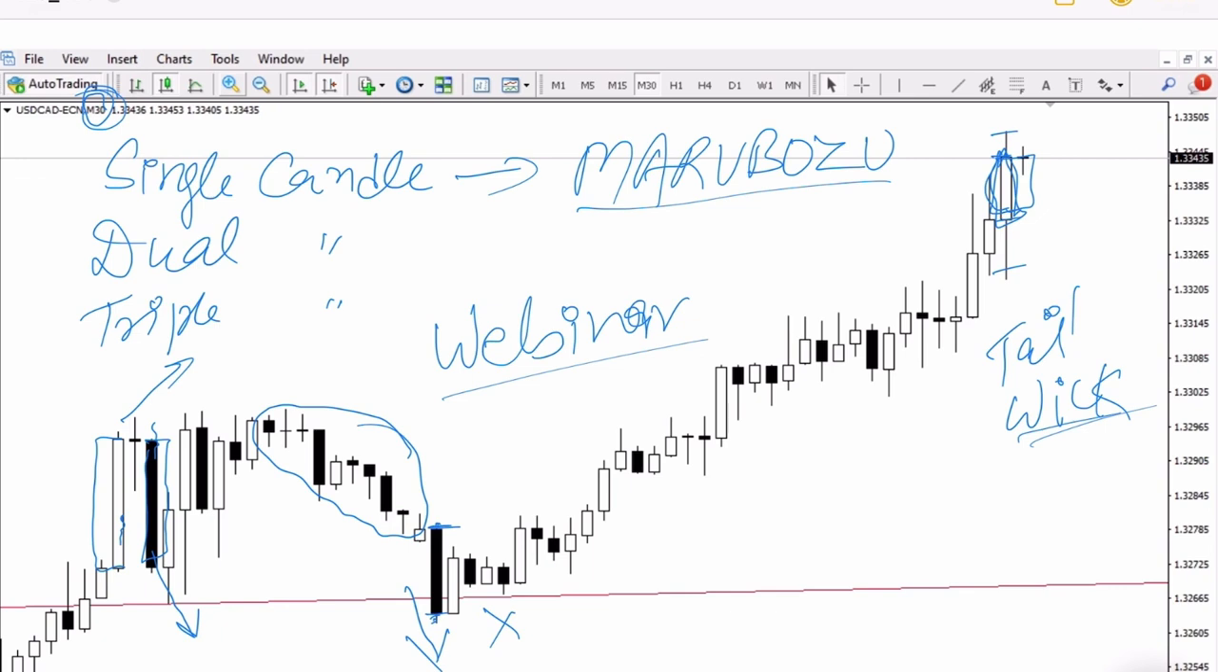I will give you an example of one factor which can be combined with this USD CAD, and that factor will tell you why these three Marubozu candles didn't work. So, all right, let's go to USD CAD.